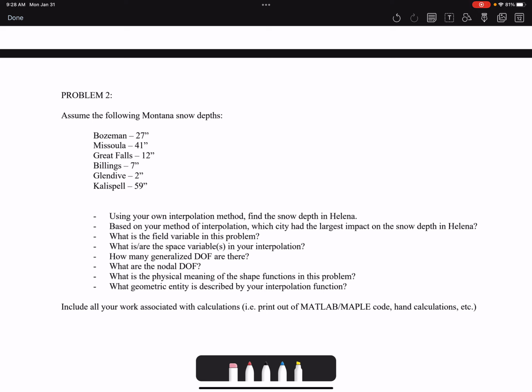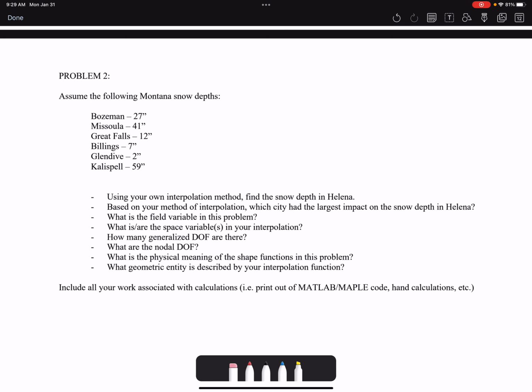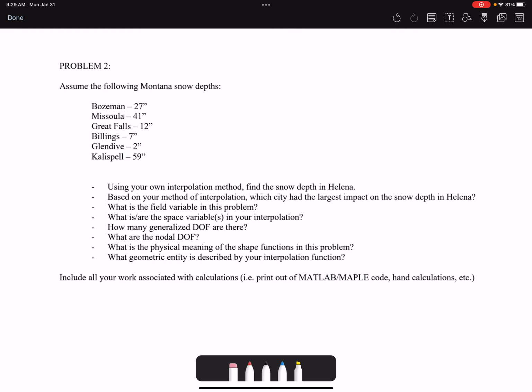Which city has the largest impact on the snow depth in Helena? Based on this calculation, you can figure that out. What is the field variable in this problem? That'll be easy. It's a field variable. What are we looking for? What do we want? What is or are the space variables in your interpolation?